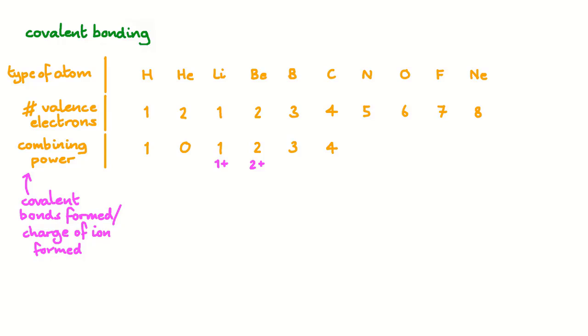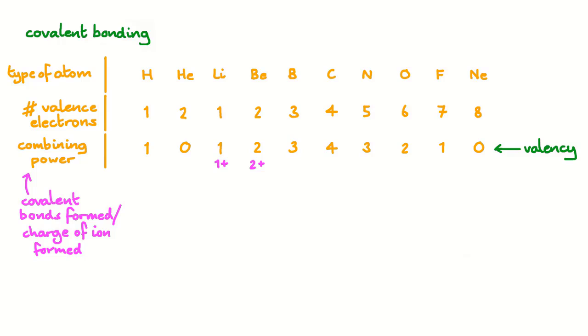And the combining power of these atoms increases up to carbon, and then decreases again until we get to neon, which doesn't form bonds at all. We call these numbers the valency, the combining power of that type of atom. But it would be very annoying if we had to go around and remember the valency for every single atom and deduce it from first principles.